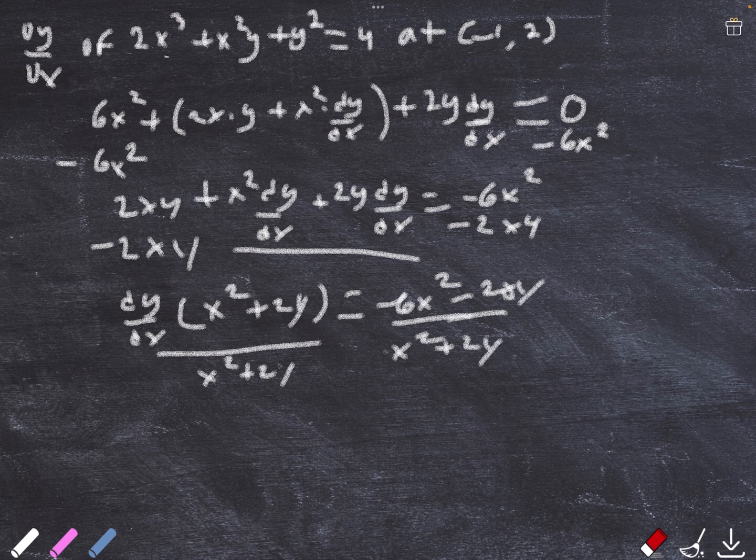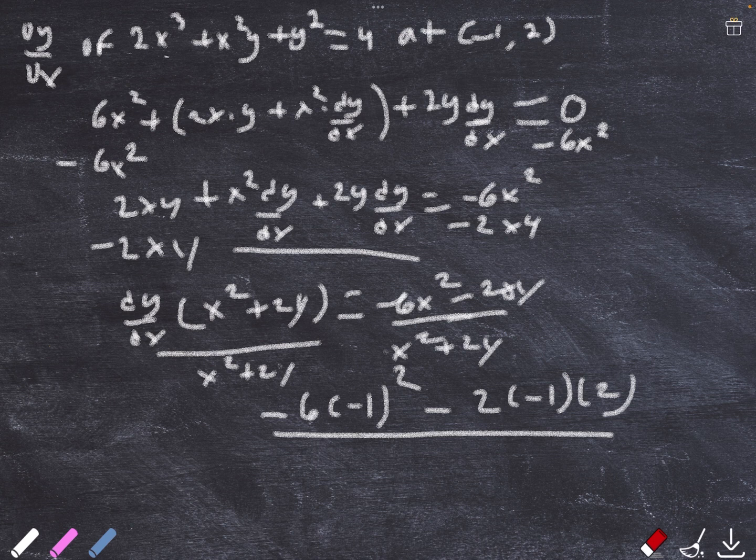So then this is our derivative right here, but we need to plug in the derivative at the point (-1, 2). So we get the derivative at that point, which is relatively simple because we're just plugging in, just basic algebra. So minus 2 times -1 times 2, over x squared plus 2y, and so this right here is going to be 1 plus 4, which is going to equal -2/5.